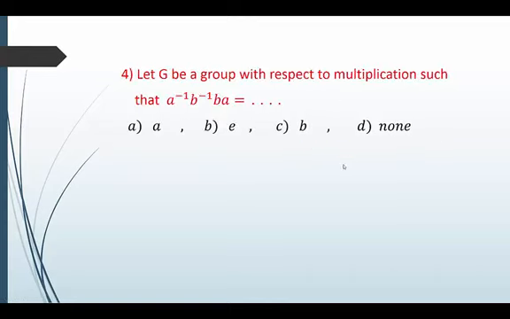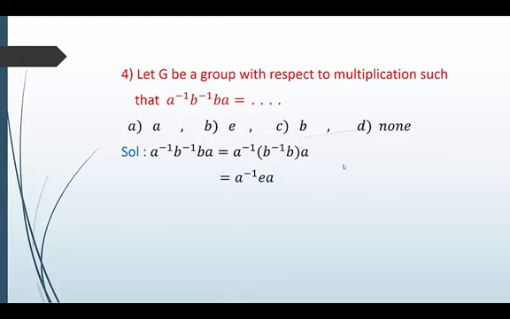Next one, fourth, let G be a group with respect to multiplication such that a inverse b a equal to dash. Now consider a inverse b a equal to a inverse into b inverse into b into a. By associative law, we get a inverse into e a, because b inverse into b is identity. So we get a inverse into a, which is identity, means a inverse b a equal to identity. So answer is B option, e.